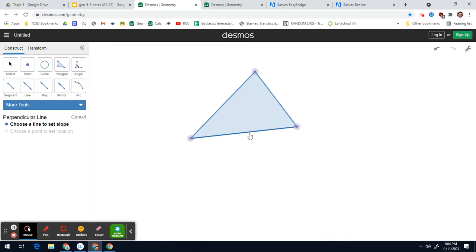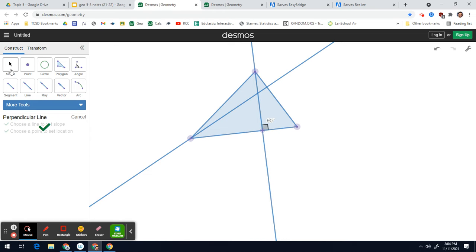So choose the line you want to be perpendicular to. I choose this one, and then choose the opposite vertex. There. And that angle right there, if you want me to measure it real fast, that's your right angle. There you go. Do the same thing here. Let's choose this side and this opposite vertex. And again, if you want to measure the angle to show you that it's a right angle, there you go. The point where they cross right there, that is going to be called the orthocenter.